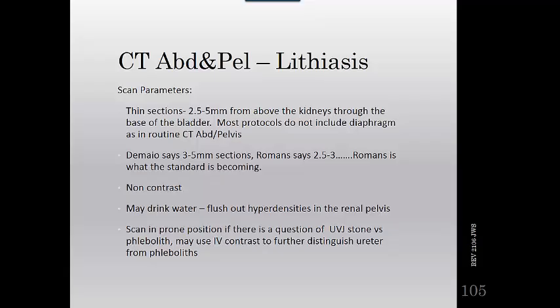Now you're going to see two different versions here. DiMaio says 3 to 5 millimeter sections are what's used. Romans says 2.5 to 3. Romans is closer to what the standard is and is becoming now with the scanners that we use. We're actually going to scan at 5 and rebuild at 2.5. So that's the dose-saving way to do this.